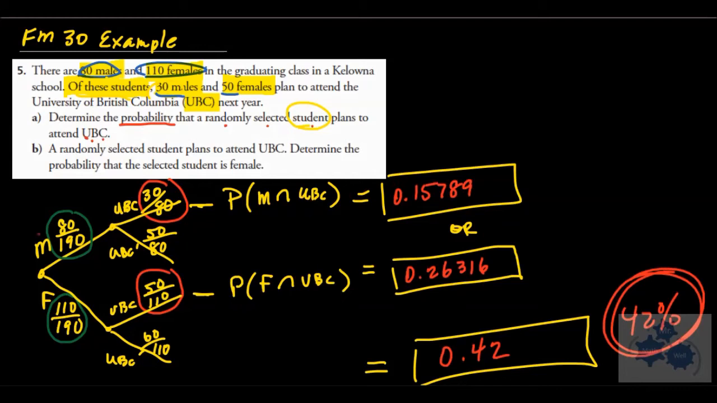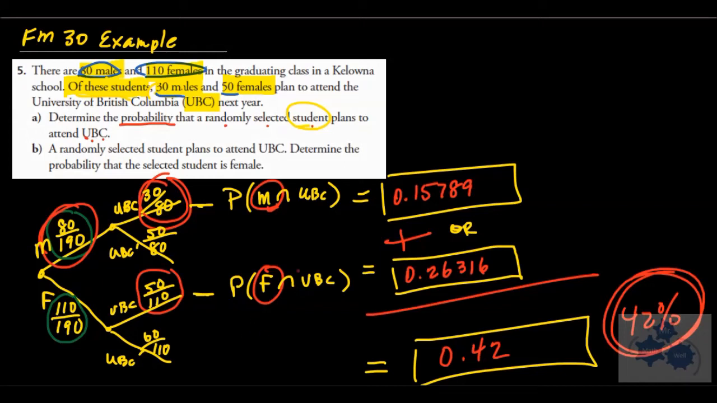Okay, so here we go. If we multiply these probabilities, one over here and one over here, you should get, in decimal form, about 0.1579. And over here, you multiply these two probabilities, 0.26316, and you add those up, and you should get your answer here of the total probability that a randomly selected student, either male or female, would be attending UBC. Add up the individual probabilities, you get 42%.